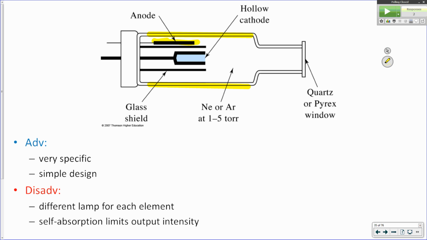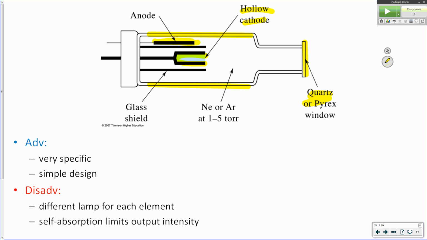Here's our tungsten anode, and the cathode is made out of the element of interest, or at least a coating on it. At the end, since most of these do UV, you've got a piece of quartz put on the end so it can transmit UV.